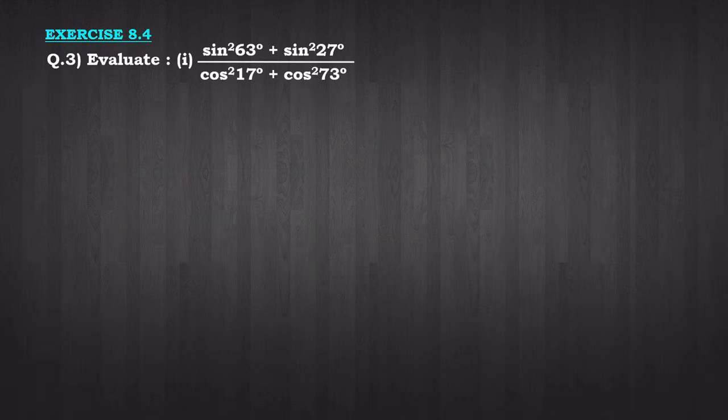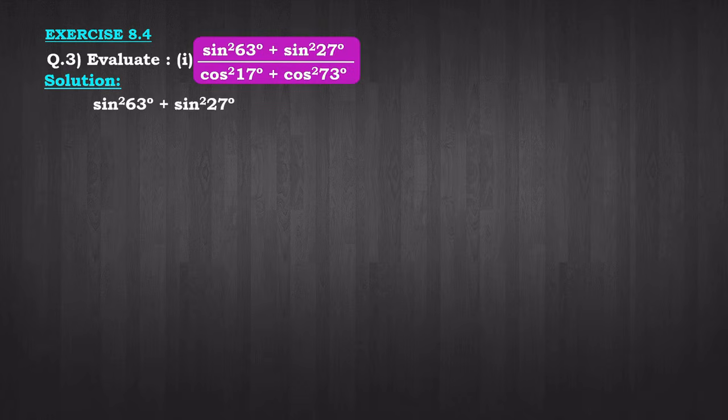Now, let us solve question 3, part 1, from exercise 8.4. The question asks to evaluate sine squared 63 degrees plus sine squared 27 degrees, divided by cosine squared 17 degrees plus cosine squared 73 degrees. Let us solve it step by step.